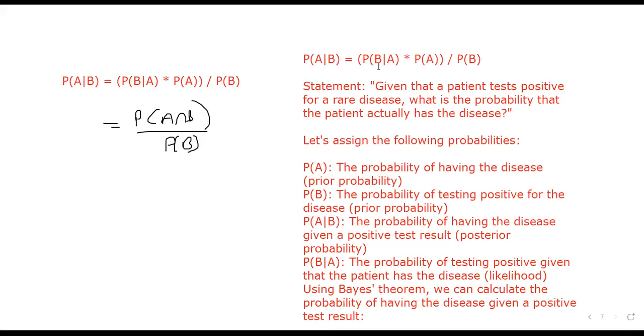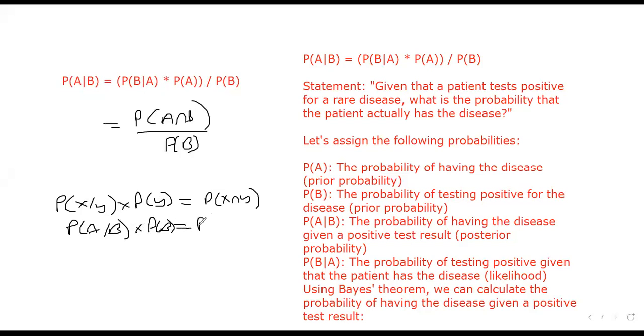A given B should be equal to B given A times A. Whenever you multiply a conditional probability by its base, you get the intersection. So if you have X given Y, to get the intersection, you multiply by the probability of Y. So this would be X intersection Y. If you have A given B and you multiply this one by its base, you're going to get what? Probability of A intersection B. That's what the rule says.